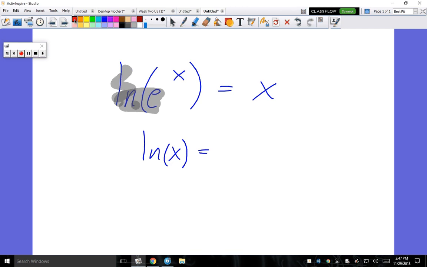How about if I had e to the natural log of x? Well, this one's a little bit different. Let's pay close attention to this. To get rid of this natural log, I'm going to apply a base of e. These cancel and x comes down, and you're just left with x. That's how the cancellation occurs.